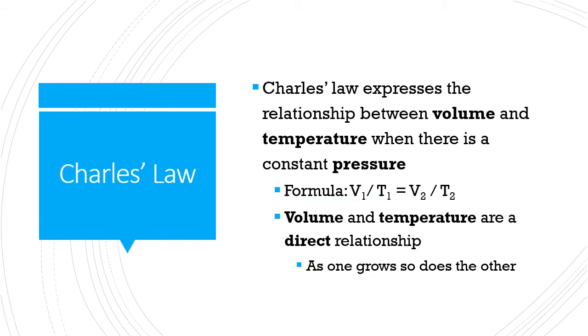Our second law is Charles's law, which is about the relationship between volume and temperature, assuming that pressure is constant. The formula for Charles's law is V1 over T1 equals V2 over T2. Basically, the ratio of volume to temperature present in the initial situation must be the same as the ratio afterwards. Volume and temperature have what we call a direct or linear relationship. As one gets larger, so must the other.